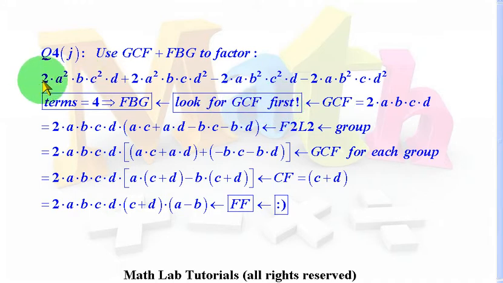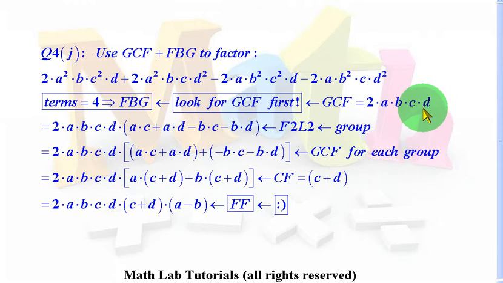If we look at the coefficients, we get a 2, 2, 2, 2. Oh, 2 must be part of the GCF. Then let's look at the lowest power of a appearing everywhere. This is a squared, a squared, a. So the lowest power of a is a. Let's look for the lowest power of b. We have a b, b, b squared, b squared. The lowest power must be b. The lowest power of c: we have a c squared, c, c squared, c. The lowest power is c. And the lowest power of d, we have a d, d squared, d, d squared. The lowest power is d.